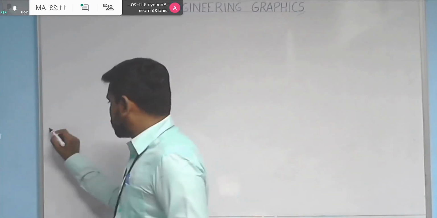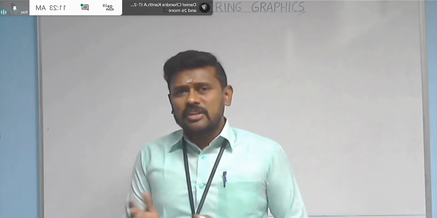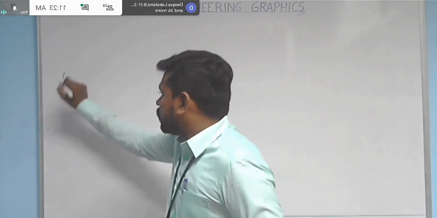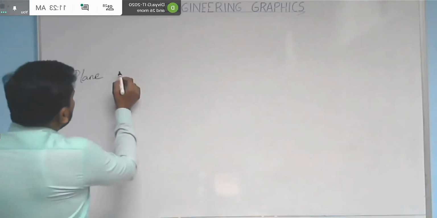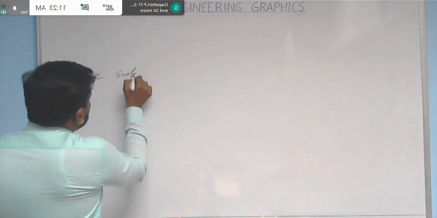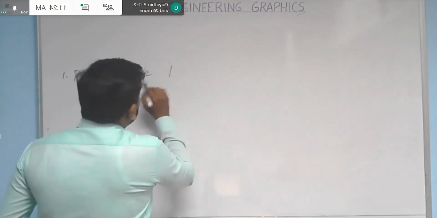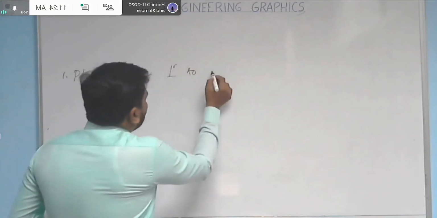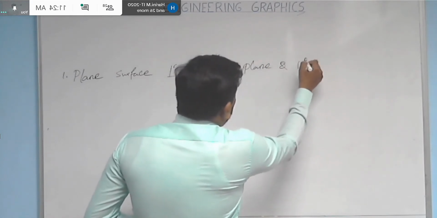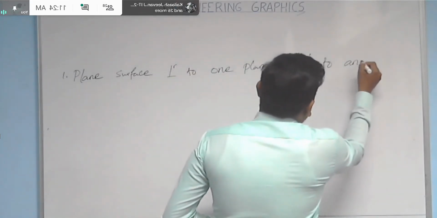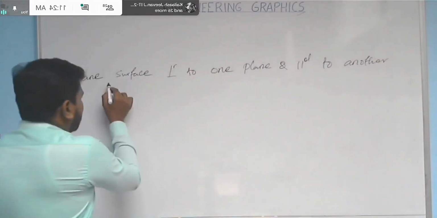So what are the various kinds of positions we are going to discuss in the projection of planes, or in what ways is it possible to place a plane with respect to the horizontal plane and vertical plane? That's it. So first we are going to discuss plane surface perpendicular to one plane and parallel to another.